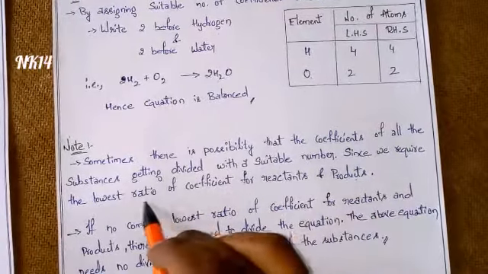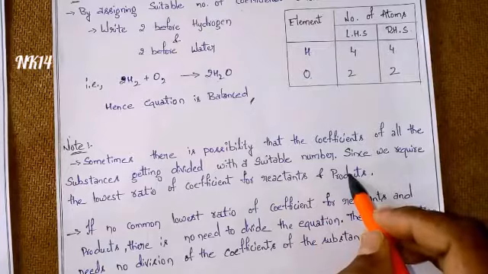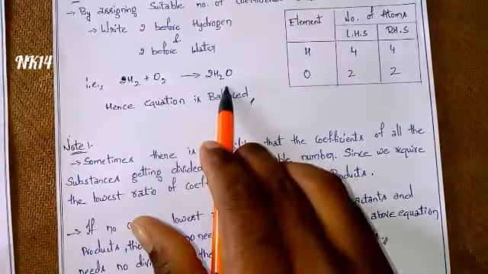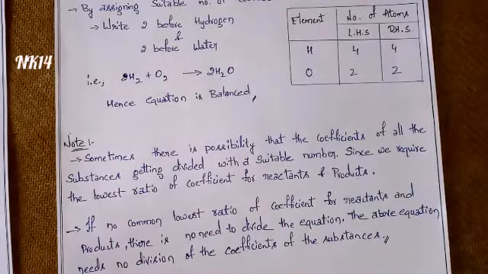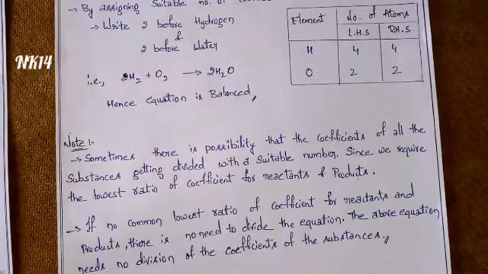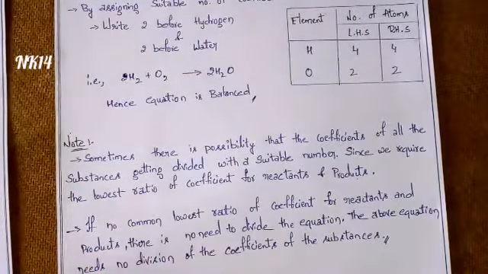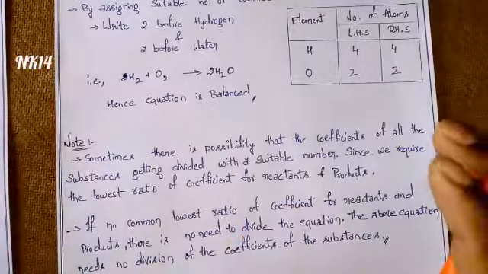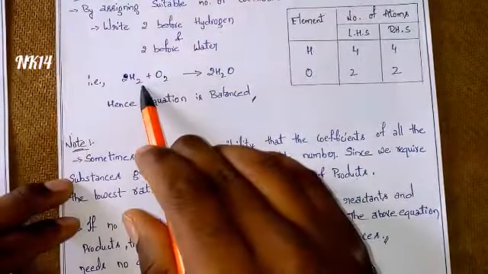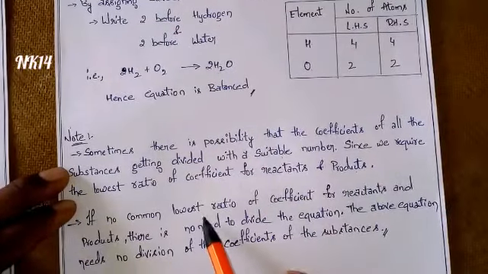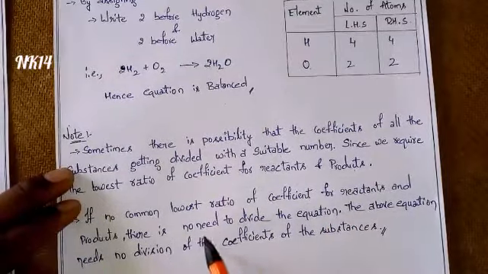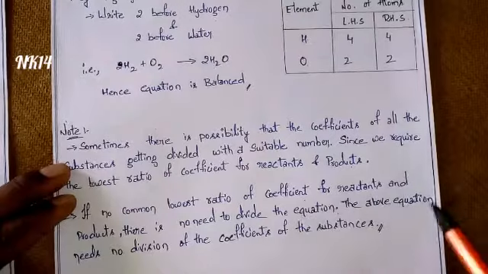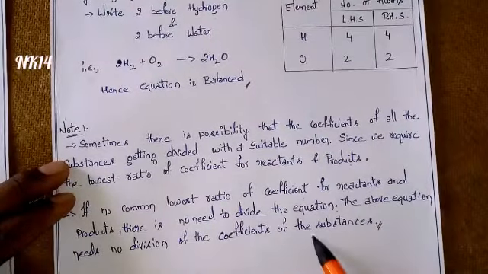Since we require the lowest ratio of coefficients for reactants and products, whatever equation you get should be in the lowest ratio. If it is not the lowest ratio, then we have to divide by a common number and bring it to the lowest numbers. By this, the perfect chemical balancing is done. For the above equation, we will check whether there is a need. If there is no common divisor for the coefficients of reactants and products, there is no need to divide. The above equation needs no division of coefficients.